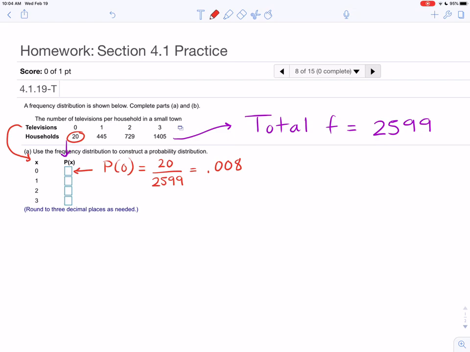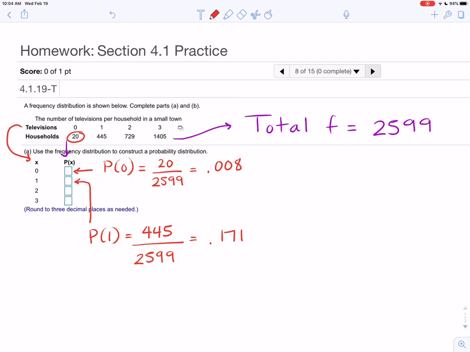All right, and I can do that same thing for each additional value of x. So if I want to look here at the probability that a household has 1 television, I'm going to take the number of households that have 1 television, the frequency. I'm going to divide that by the total because that's how we get probability. And I'm going to report that probability rounded as 0.171.